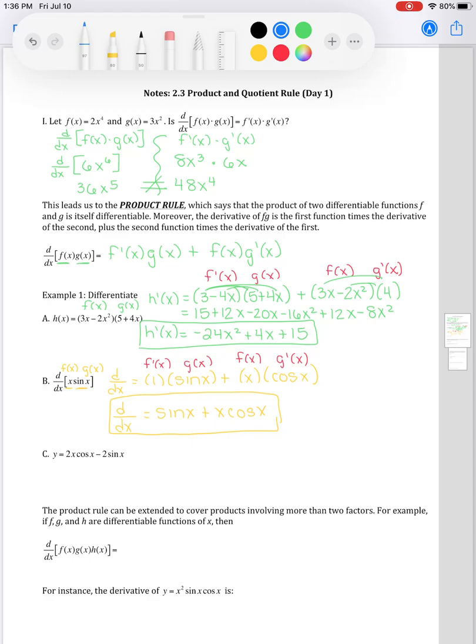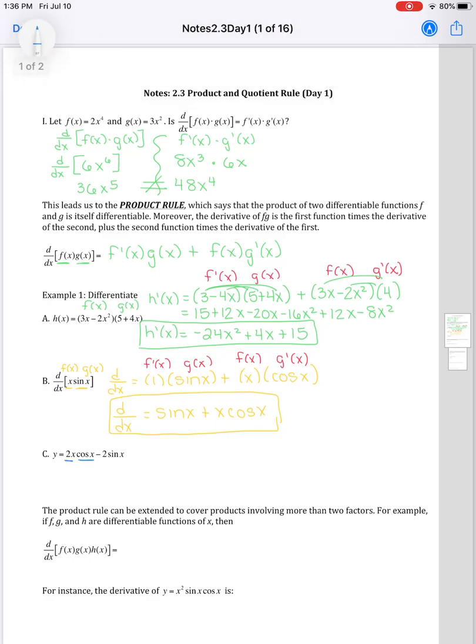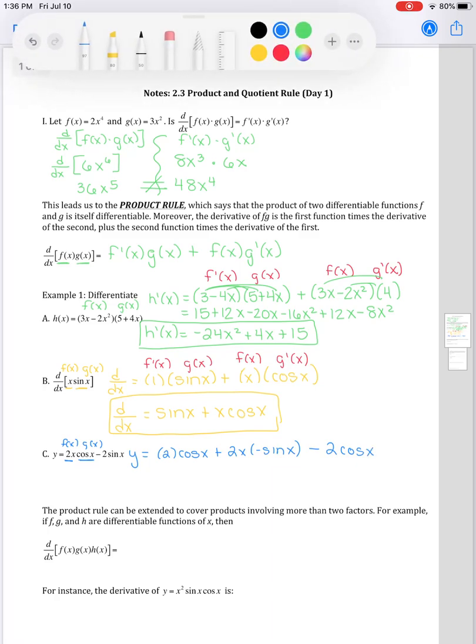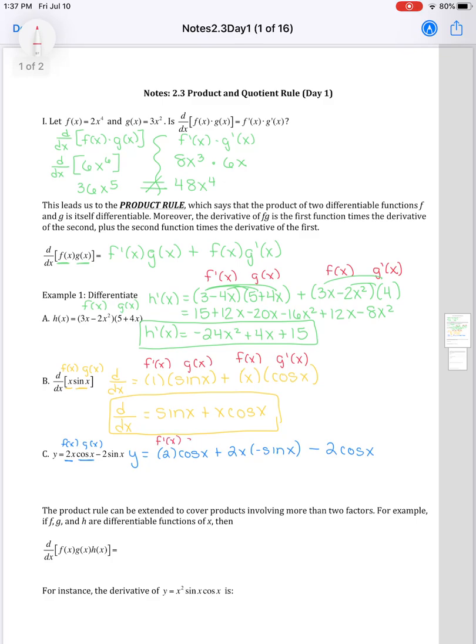All right, last one. We've got two terms, but inside one of the terms is a product rule. So we have 2x and cosine of x. So y prime equals the derivative. This is like your f of x, and this is like your g of x. So derivative of the first times the second, plus the first times the derivative of cosine, which is negative sine, minus 2 cosine x. You don't have to do product rule with the second term because it's only a single term.